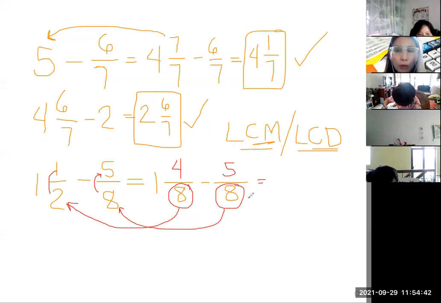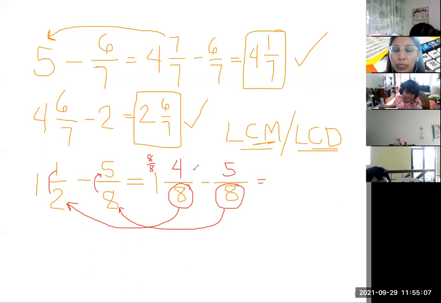Yes, Miel. What are we going to do next? Sure, borrow again from the whole number, then add the denominator to the numerator, to stay yung denominator. Okay, very good. Well said. So let's borrow this one whole here. Yung 1 whole po becomes 8 over 8. Right? Kinokopya lagi yung denominator.